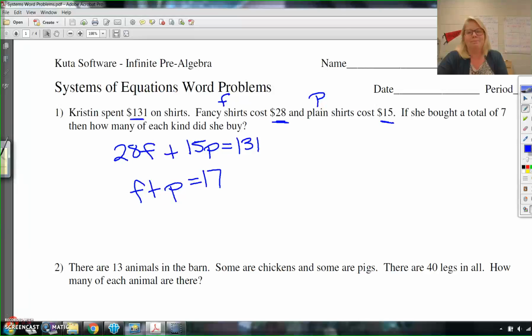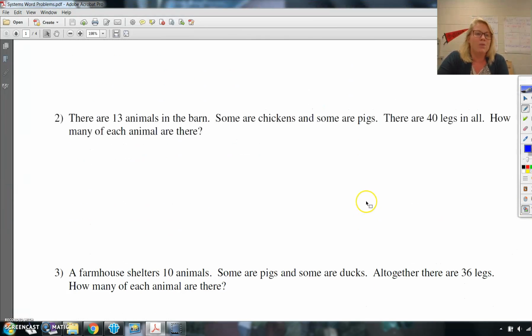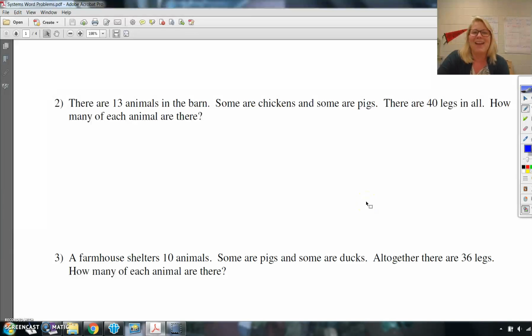So let's try one more. So number 2, it says there are 13 animals in the barn. Some are chickens and some are pigs. There are 40 legs in all. How many of each animal are there?